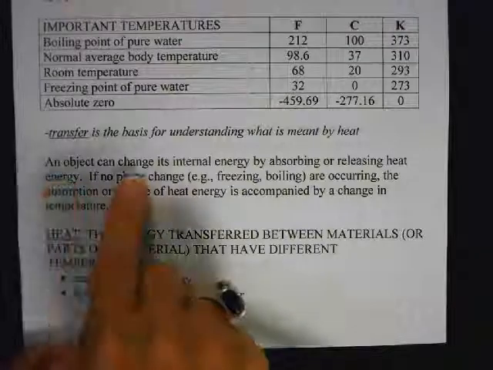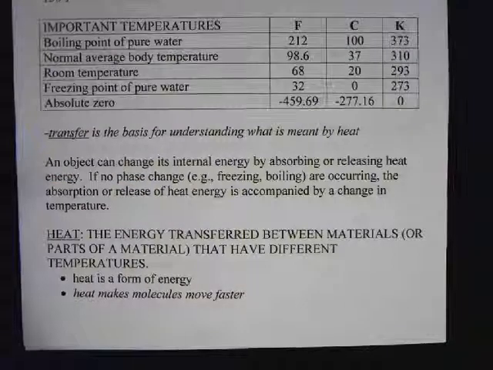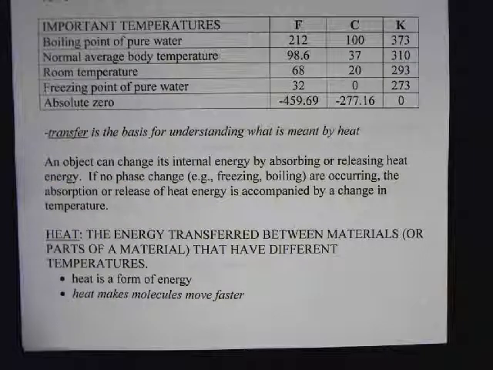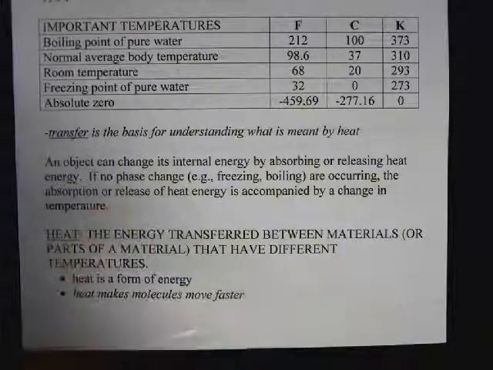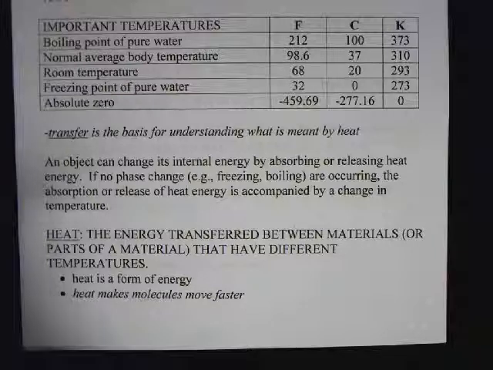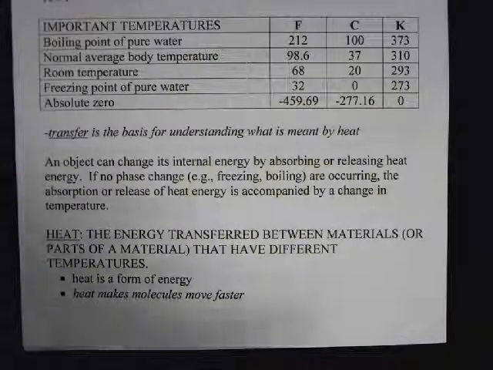Okay? So an object can change its internal energy by absorbing or releasing heat energy. So heat is a form of energy. If no phase change, for example, freezing or boiling, is occurring, the absorption or the release of heat energy is accompanied by a change in temperature. The only way for me to explain this to you is by looking at a graph. So we're going to be looking at a graph and completely understanding these types of temperature versus energy diagrams.